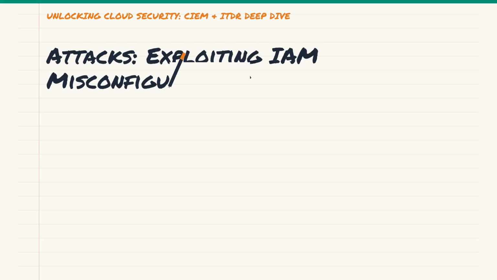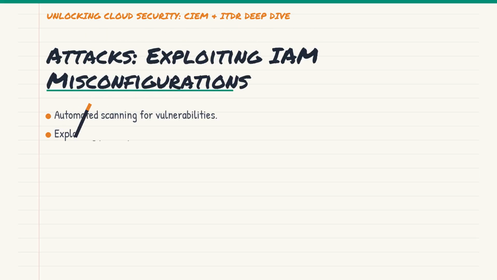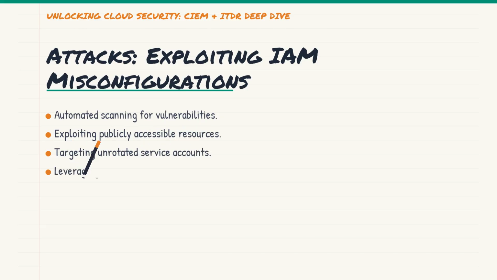Attackers actively scan for these misconfigurations. They use tools to find publicly exposed buckets, weak password policies, or accounts with overly broad permissions. A common tactic is to find a forgotten service account with admin rights that hasn't been rotated in years. The attacker gains this credential and suddenly has a golden ticket to your cloud environment. It's a direct exploitation of weak IAM hygiene.